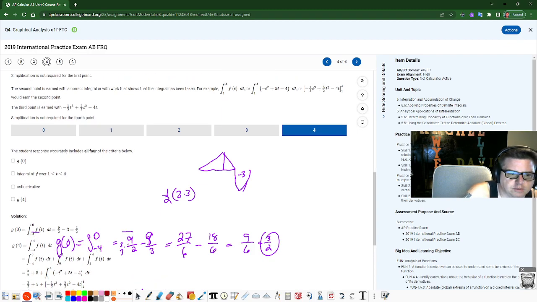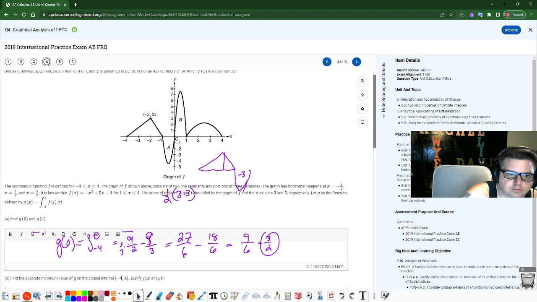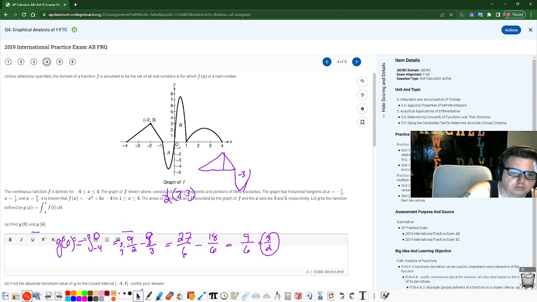So 3/2, yep. And then we still have to do the other one, so that's what we've got to do, all this other stuff at the bottom. But that's the first part. That was g of 0.